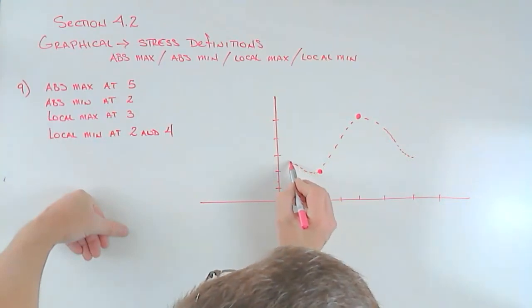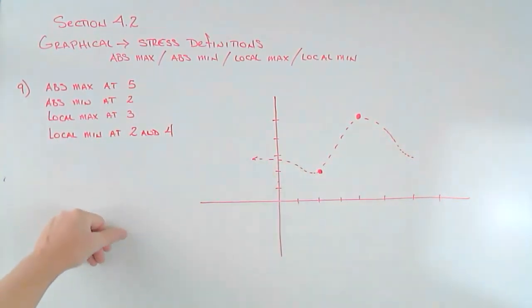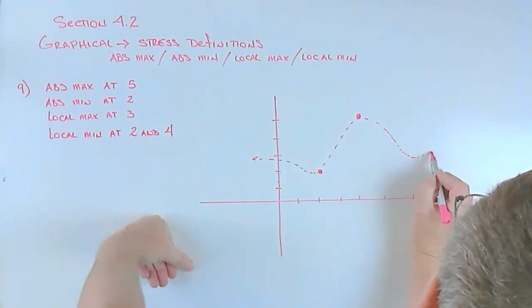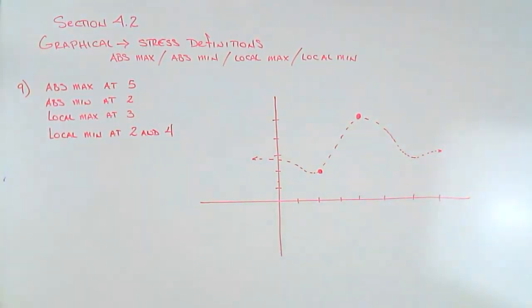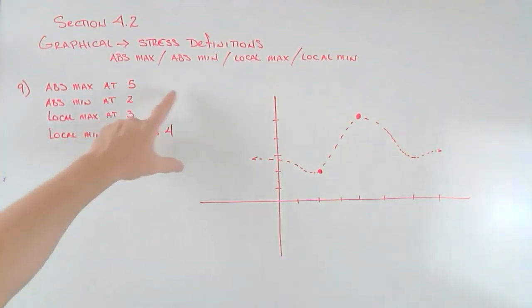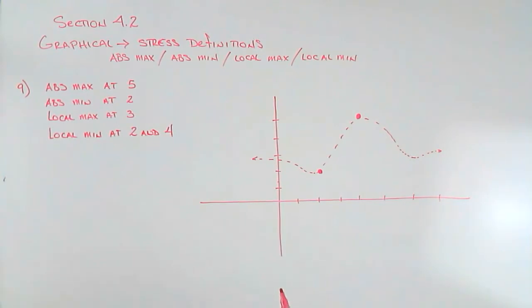So maybe our graph comes up and then it becomes horizontal. It has a horizontal asymptote at 3. And maybe on this side, it does the same thing. And it has a horizontal asymptote at 3. And now we've satisfied their conditions. We have an absolute max at 5. That's the tallest our graph is going to be. It's our largest y value. We have an absolute min at 2. That's the smallest y value our graph is going to attain. So we would be okay.